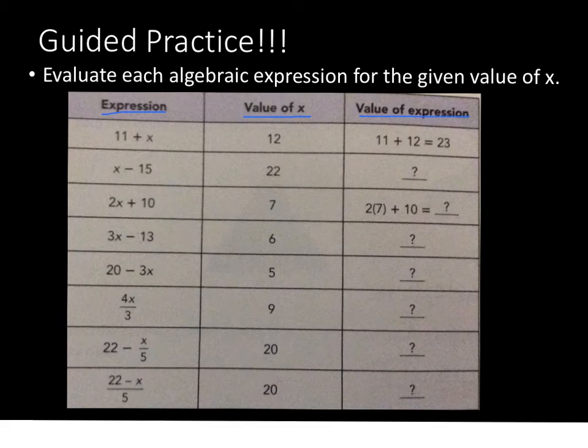They have 11 plus x right here. And then over here they said the value of x is 12. So that's actually going to be 11 plus 12, which is 23. And if you want to just write the answer in that chart, you may do that. And then if we skip down to this third one, 2x plus 10, they said that x is equal to 7. And so they went ahead and did the substitution for you. They said 2 times 7 plus 10. So we know that 2 times 7 is 14, and 14 plus 10 gives us 24.